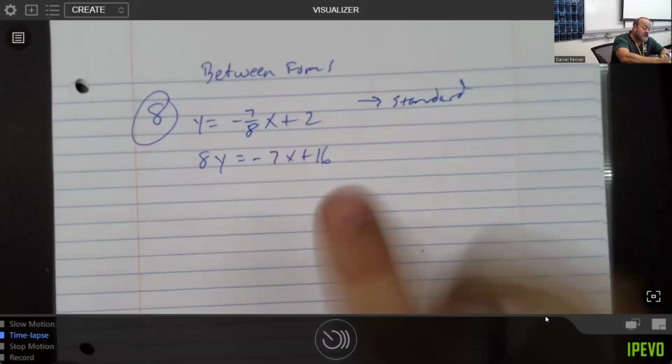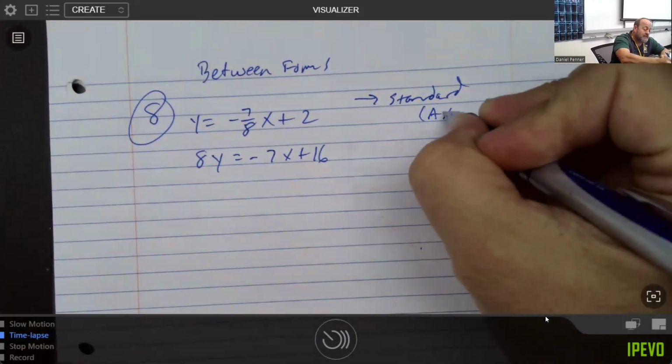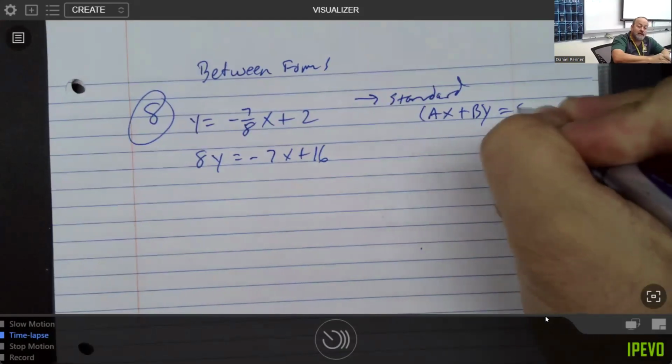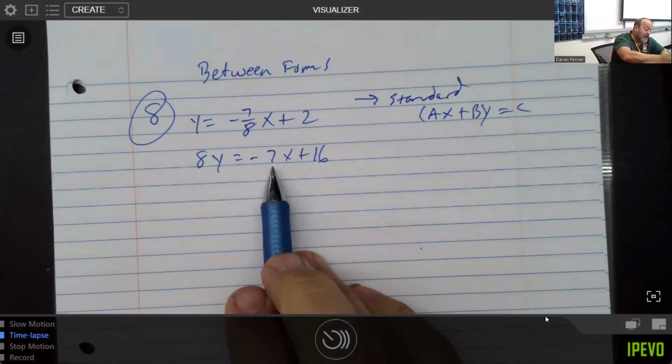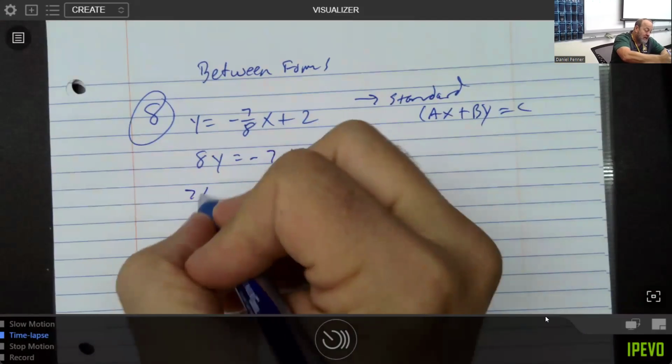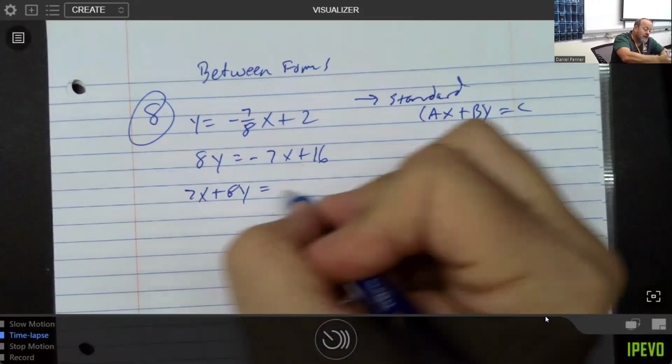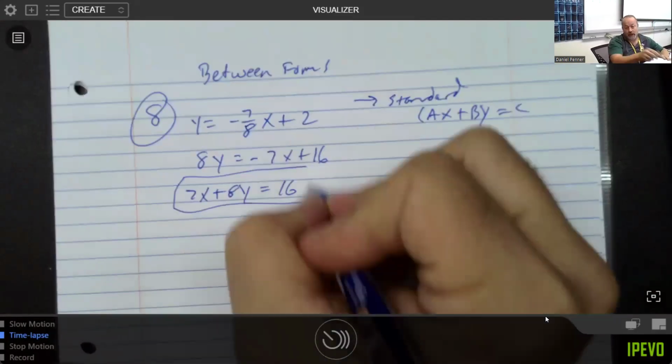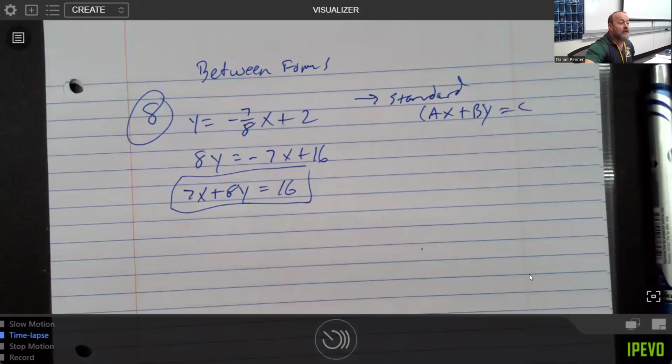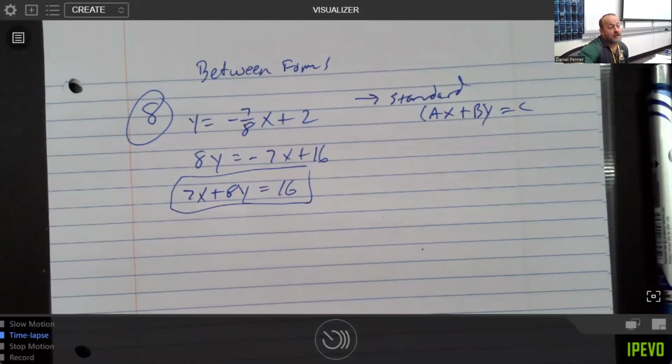But of course, standard should look like ax plus by equals c. So I need this x to be on the other side. If I add 7x to both sides, 7x plus 8y equals 16, we should be good. Now, one thing that I would like to emphasize to you guys is that when you are learning how to do mathematics, it's a really good idea to go ahead and just check and make sure you have done okay.